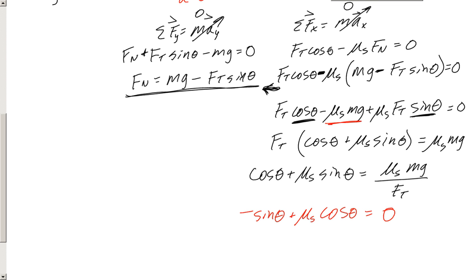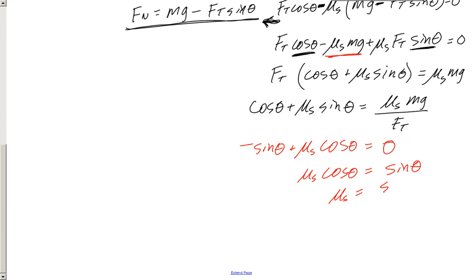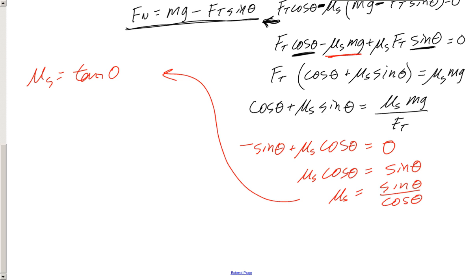Now, what can we do with that? Mu static cosine theta equals sine theta. Mu static equals sine theta over cosine theta. I'm going to bring this up over here. So mu static then is going to equal the tangent of theta. You've seen things like that before where some of these simplify down to just tan theta. Okay, this is a little ugly.